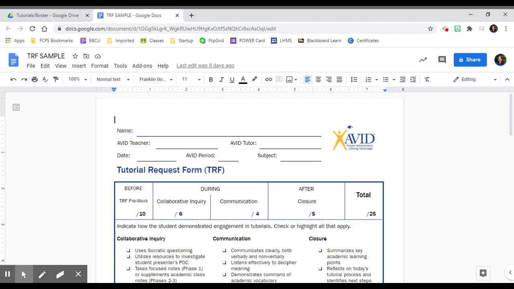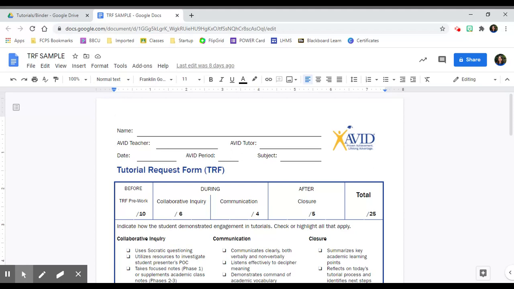Parents, it's Miss Burke here, your student's Langston Hughes AVID teacher, and I'm coming to you with directions on how to have your kid do their TRF form. I know AVID is kind of a big unknown because it's not something that's at every school, and most of you weren't in AVID as kids, so you're like, I can help you with math, but I have no clue how to help you with AVID because I don't know what it's all about.